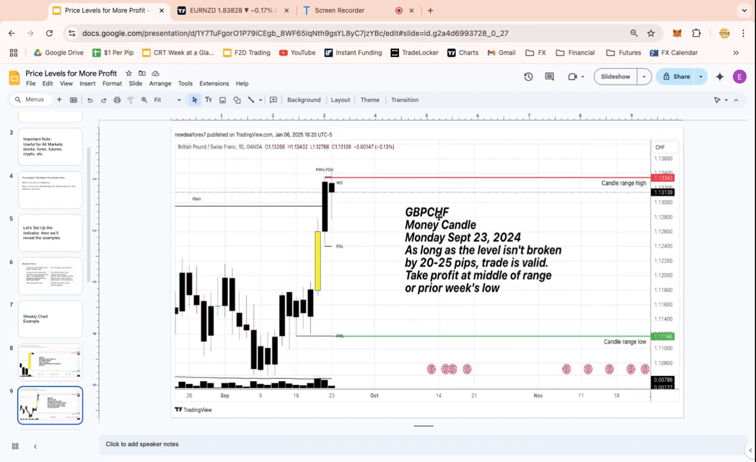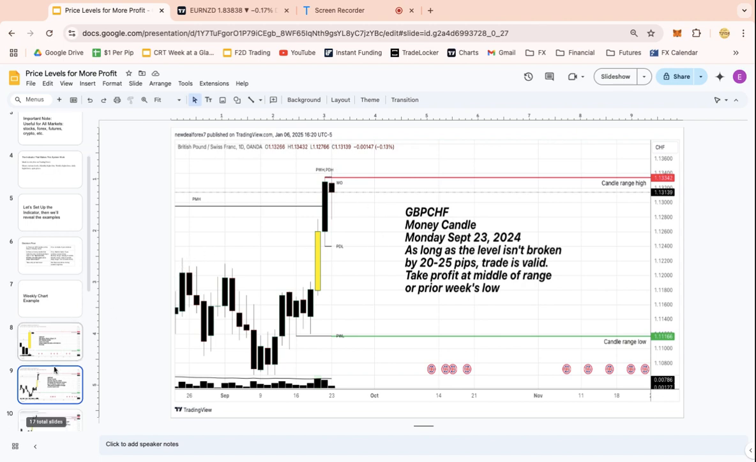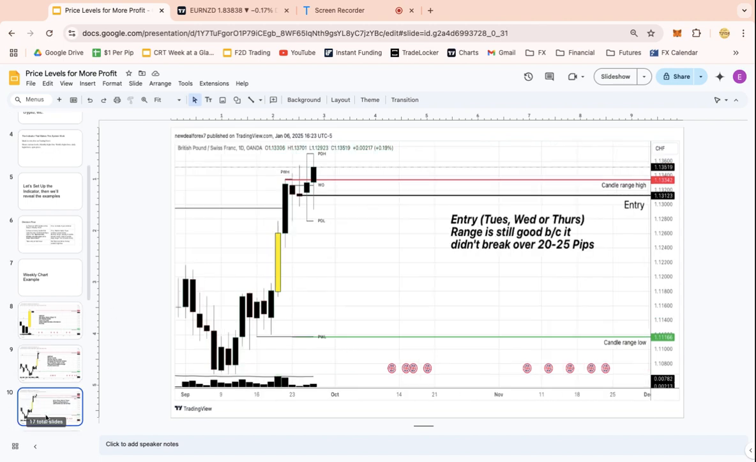All right, so that's the money candle right here on the 23rd. As long as the level isn't broken by 20 to 25 pips, and when I say level, I'm talking about the candle range high. So price can come back up a little bit, but as long as it's not broken by 20 to 25 pips, you should be good. The trade should be valid because that's what it did here. But if you measure from the close, if you see where my cursor is, this red line to the close of this, it was like, I think if memory serves, 15 or 16 pips. Trade is still okay. That's not a breakout of the range. That's just to induce more longs.